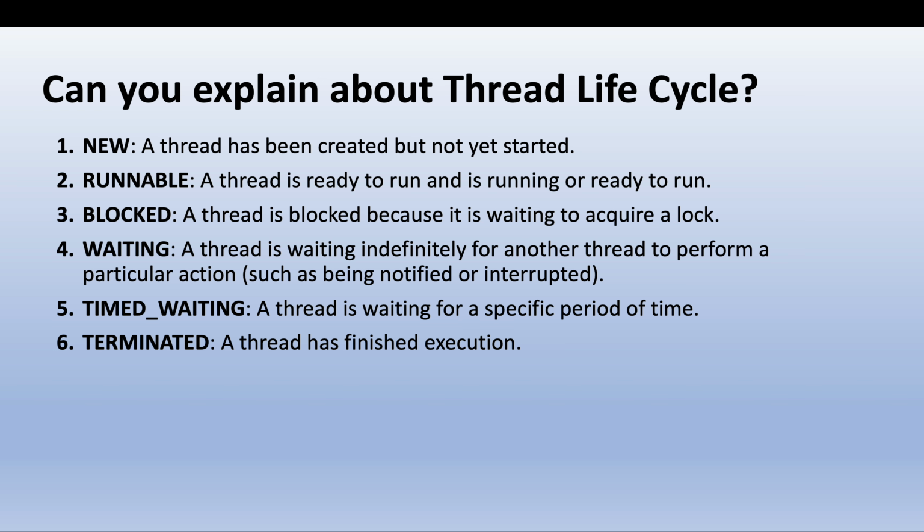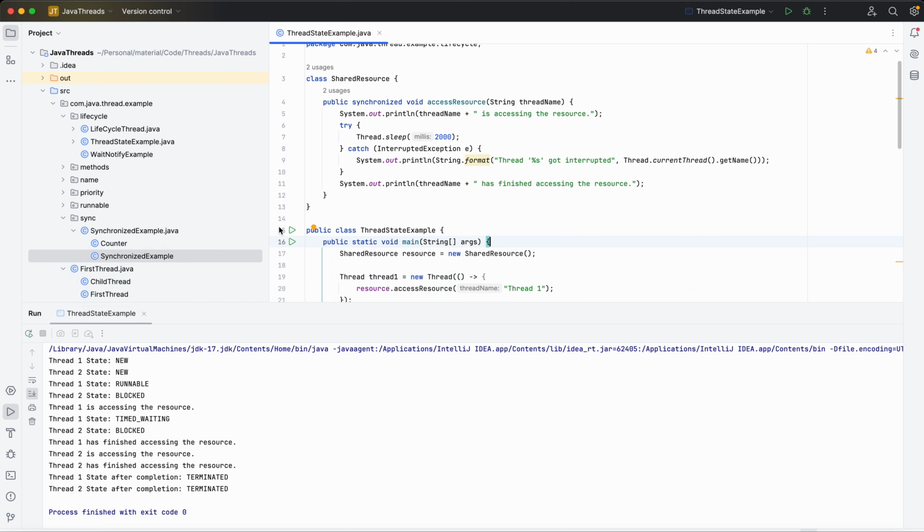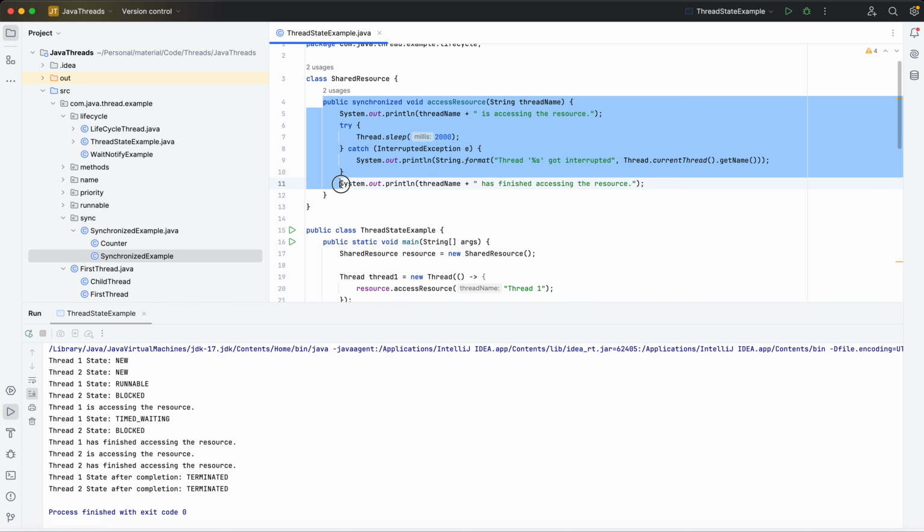Terminated: the thread has finished its execution, then it will be in a terminated state. Apart from the waiting state, we will see all the other states now by an example. We have a class called SharedResource which has one method which is synchronized. That means this method can be executed by only one thread at a time.